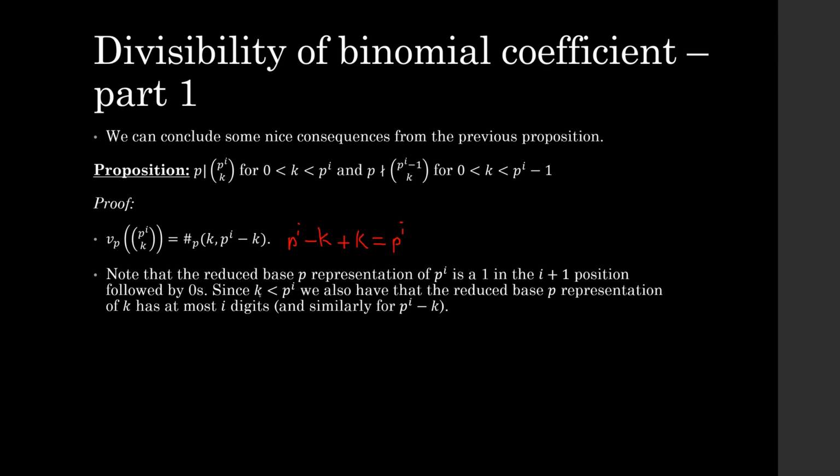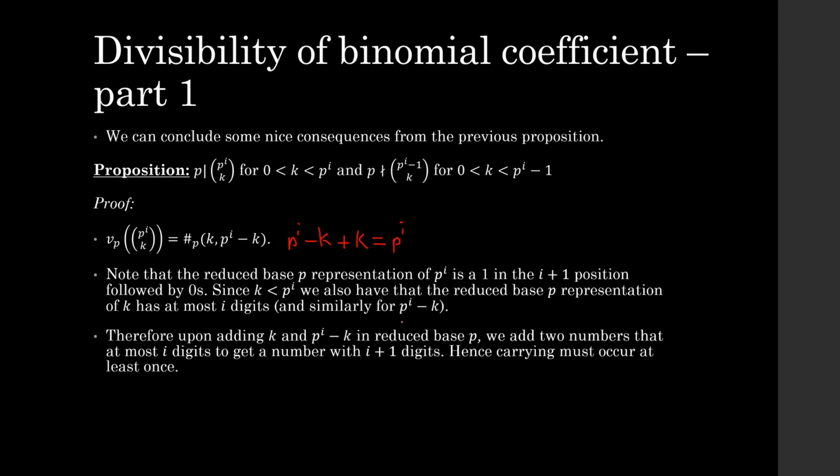So since K is smaller than P to the I, we also have that the reduced base P representation of K has at most I digits, because if it had I plus 1 digits, then it would be at least P to the I. And this is the same for P to the I minus K, right? It's smaller than P to the I, so it's going to have at most I digits. And so because K and P to the I minus K added give us P to the I, we're adding a number that has at most I digits with a number that has at most I digits, but then we get a number that has I plus 1 digits.